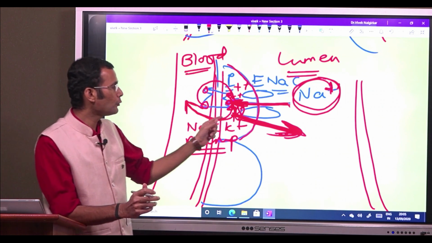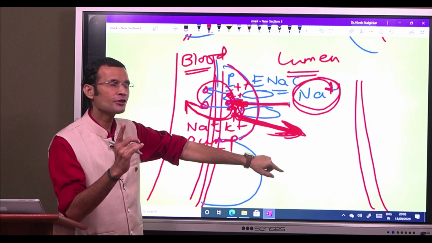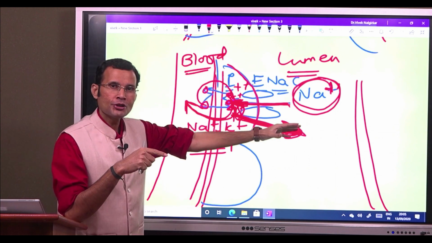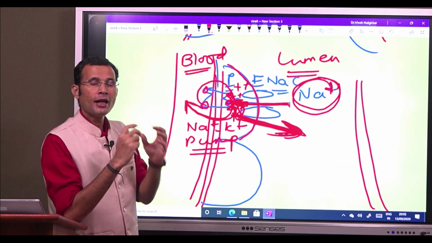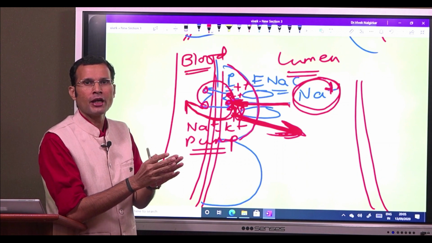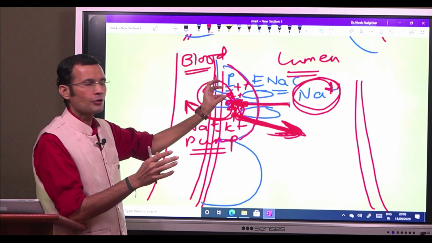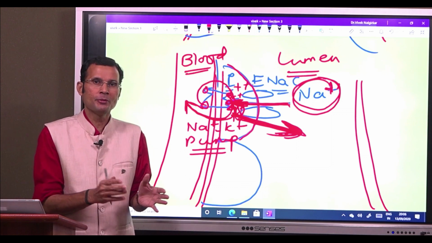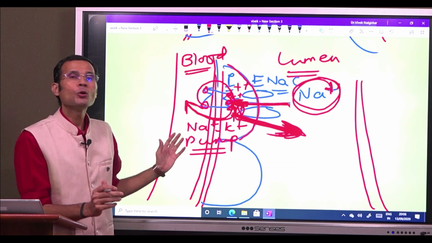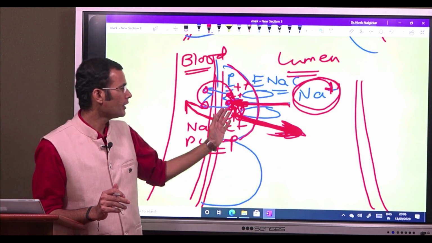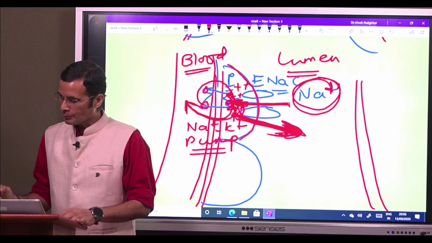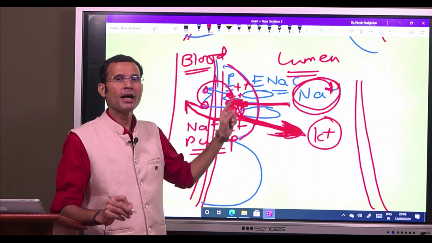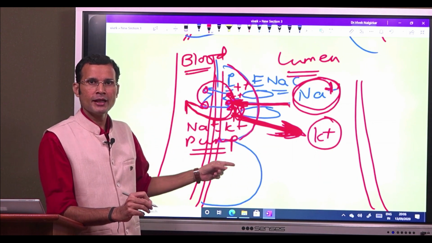Why did potassium diffuse out of the cell? Because sodium has diffused in. Positive charges have come in and that has created the electrochemical driving force. More positive charges inside the cell, so the positive charge, that is potassium, will be driven out of the cell. It diffuses out and comes into the tubular fluids. That is how potassium is secreted by the principal cell.